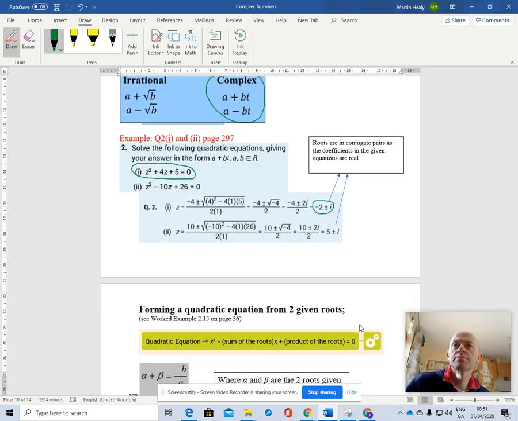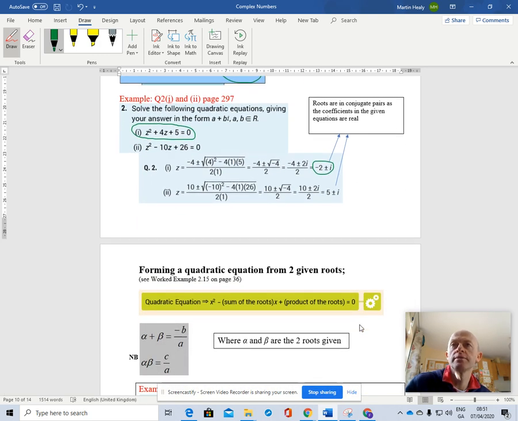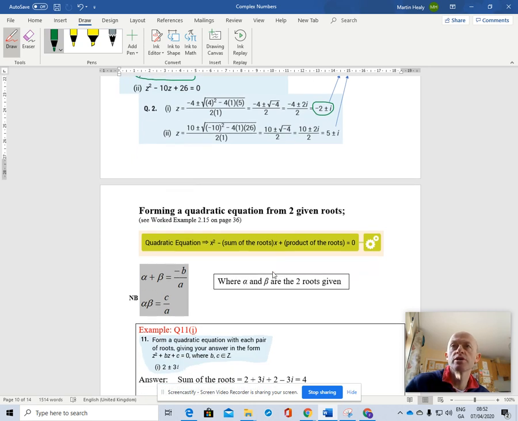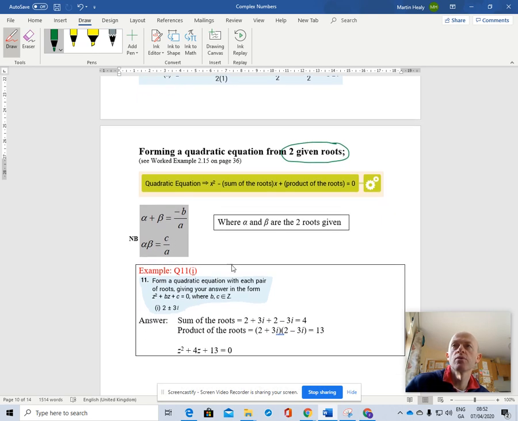Now, the next part of this section has to do with forming quadratic equations. And as far as I'm concerned, the easiest way to form a quadratic equation is this situation here. If you realize that the sum of the two roots is equal to minus b over a, and the product is equal to c over a, where alpha and beta are the two roots given.